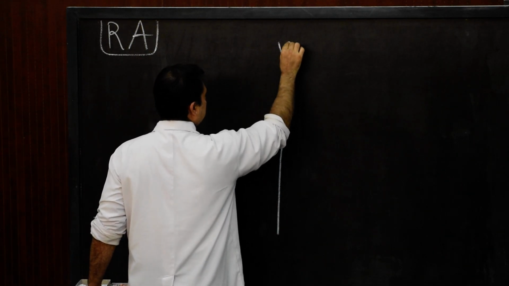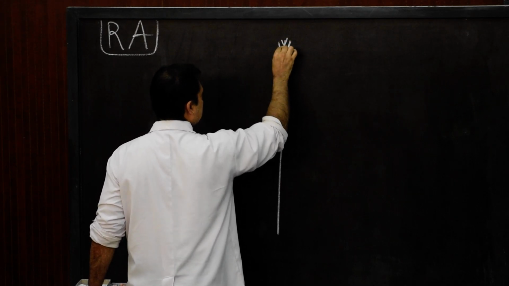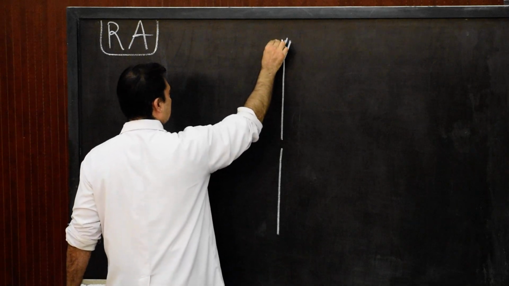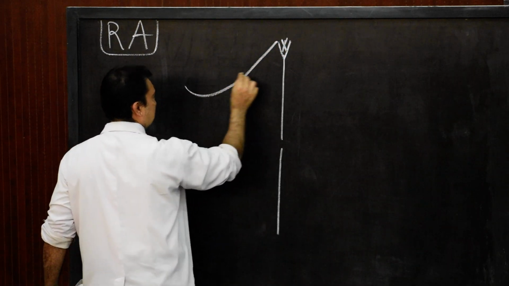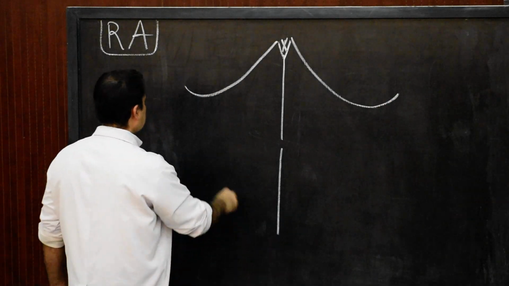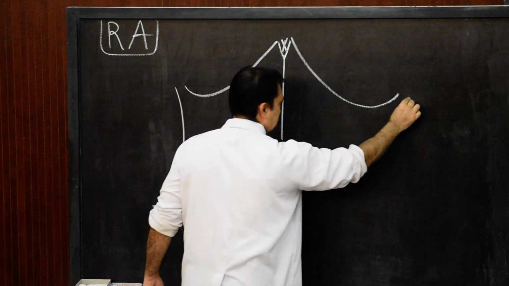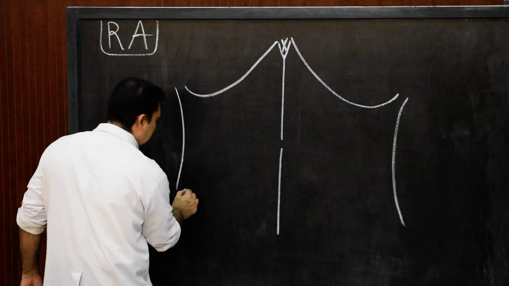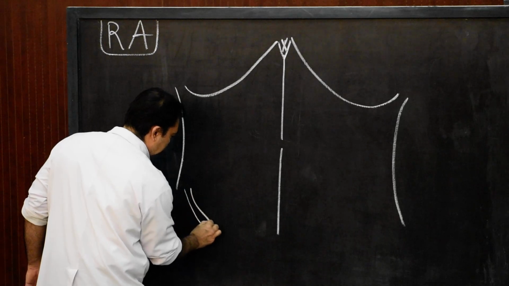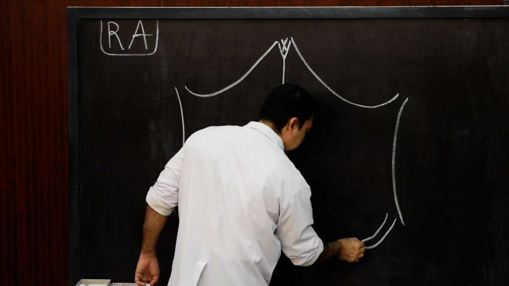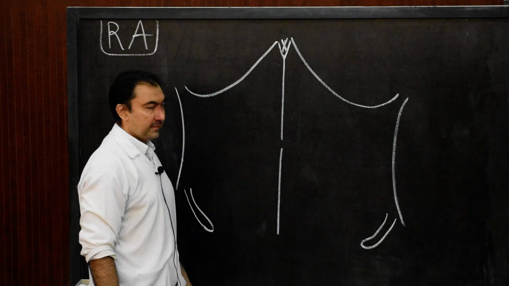the xiphisternum. This is the xiphisternal joint over here. Then on either side, we draw the costal margin. This is the costal margin. Then on either side, the lateral abdominal wall, and lower down here we draw the iliac crest. We show the iliac crest on both the sides.